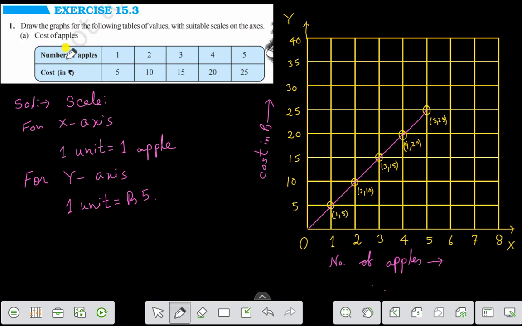That is, number of apples on the x-axis is 1, 2, 3, 4, 5, 6, 7, 8, and cost in rupees on the y-axis is 5, 10, 15, 20, 25, 30, 35, and 40. That is, for the x-axis 1 unit is equal to 1 apple, and for the y-axis 1 unit is equal to rupees 5.